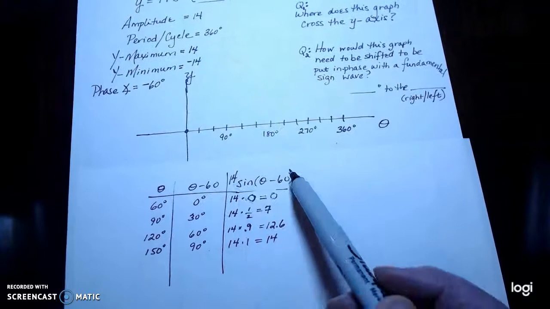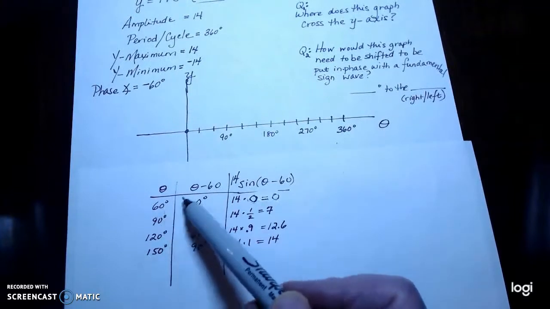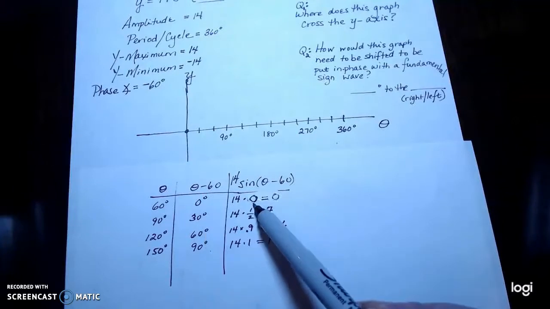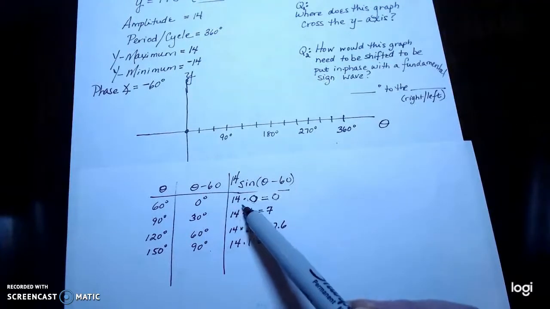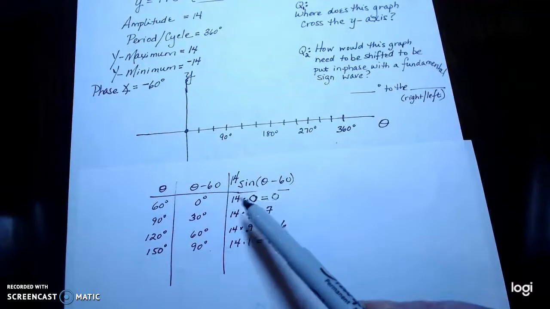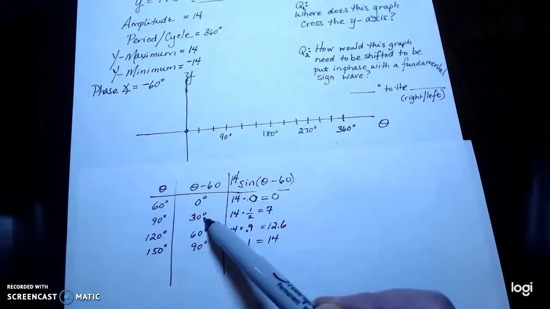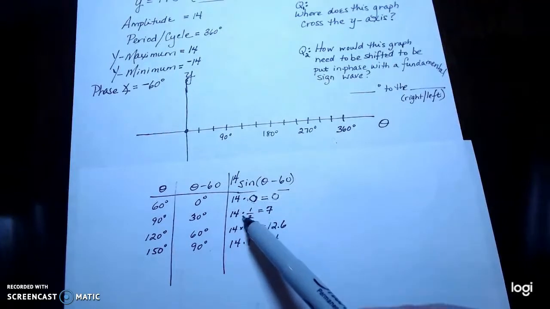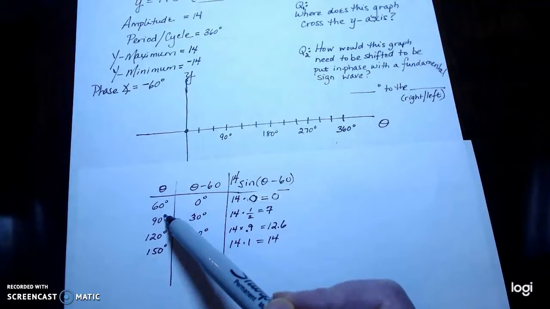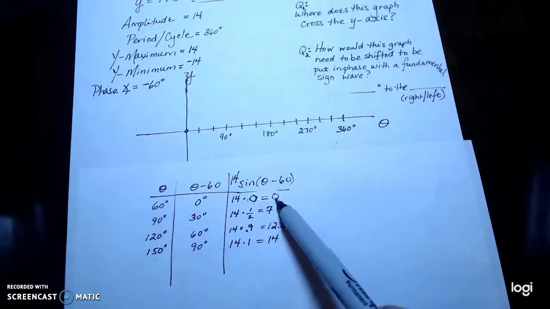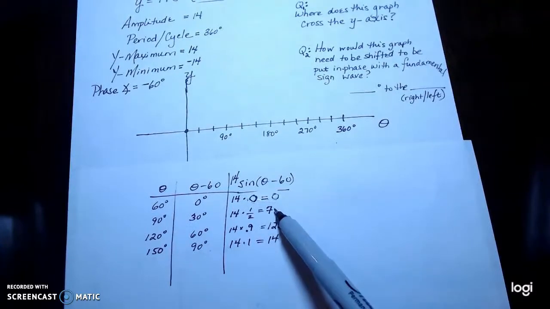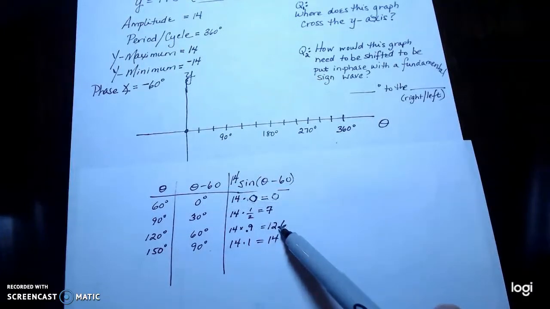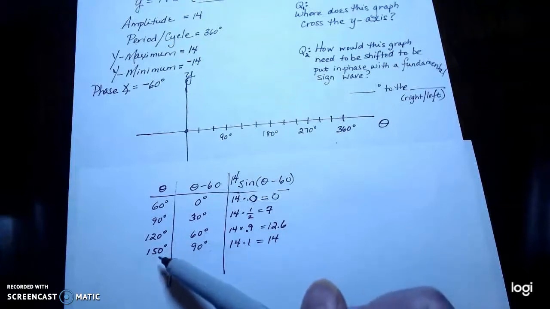So I started with 60 degrees because 60 minus 60 produces 0 degrees. Sine of 0 is 0. Multiply by 14 and you get an output of 0. Input of 90, subtract 60, you get 30. Well, the sine of 30 is 1/2, and your output is 7. So I'm going to be graphing 60 and 0, 90 and 7, and then similarly I found 120 is about 12.6, and 150 is about 14.